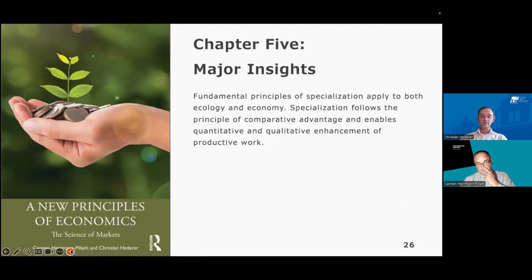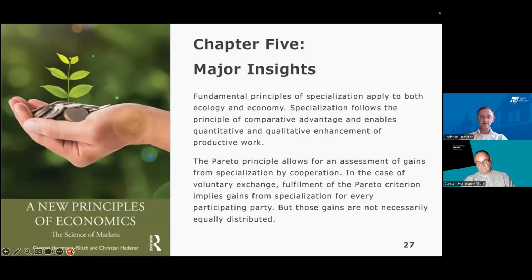This brings us to a review of the main insights of this chapter. We first introduced specialization as a fundamental principle of both ecology and the economy, following the principle of comparative advantage, which in turn is based on the equally universal concept of opportunity cost. Specialization, including its market-based forms, entails cooperation. When looking at gains from specialization, the distinction between voluntary and forced exchange is fundamental. In the case of voluntary exchange, which includes market exchange, specialization will imply fulfillment of the Pareto criterion. This does not mean, however, that gains will be equally distributed between the parties.